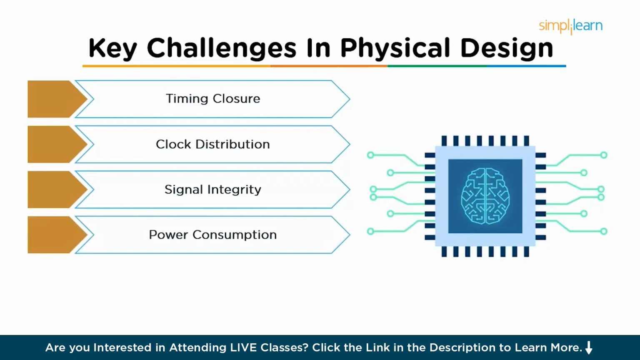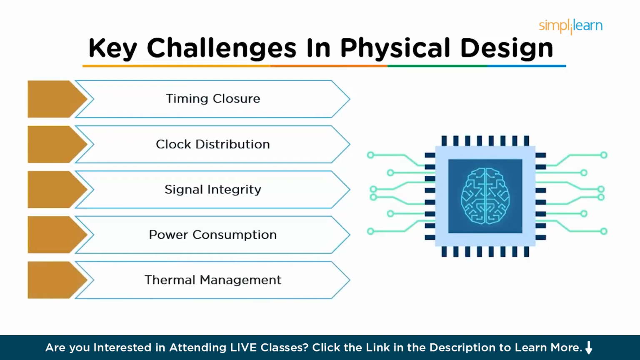Then comes power consumption. Power efficiency is crucial, especially in battery powered or heat sensitive devices. Dynamic power and static power must be minimized through smart cell placement, use of low power libraries, power gating, multi-voltage domains, and clock gating strategies during the design.